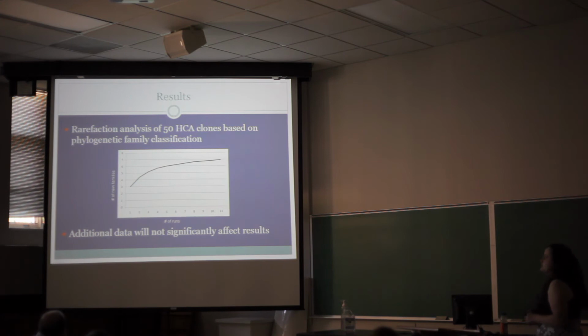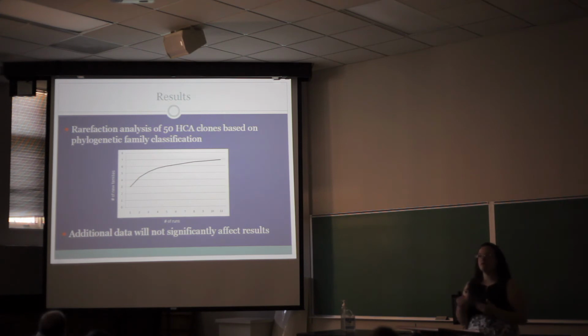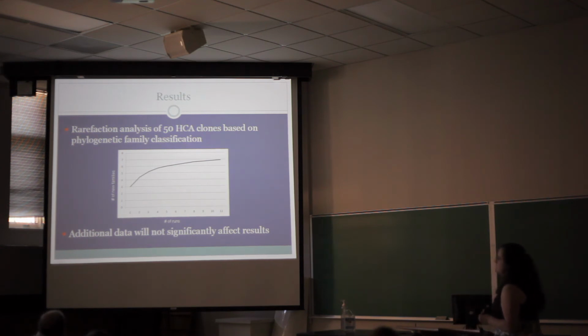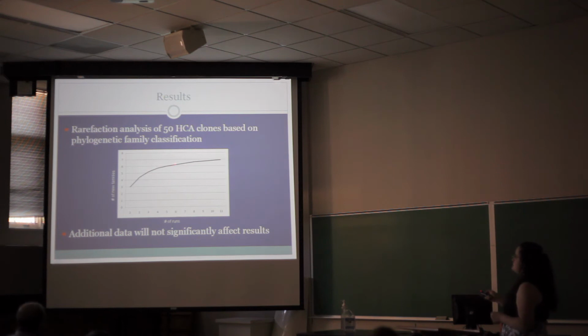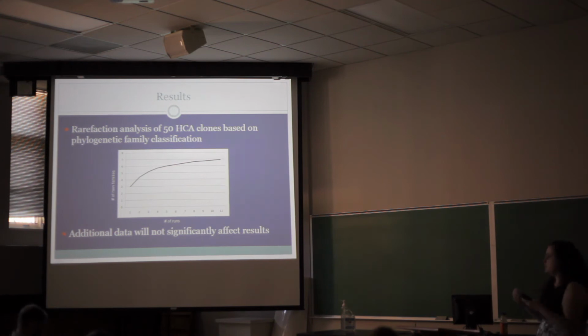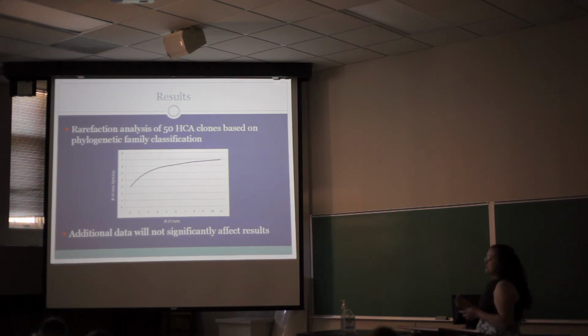And I'll go through each of these. I performed rarefaction analysis on my 50 clones based on that phylogenetic family classification to determine whether or not I needed to continue sequencing more clones, because like I said, I have 150 clones, but I only sequenced 50. Basically with this analysis, when your curve starts to plateau, that means any additional data that you were to get would not significantly affect the results.